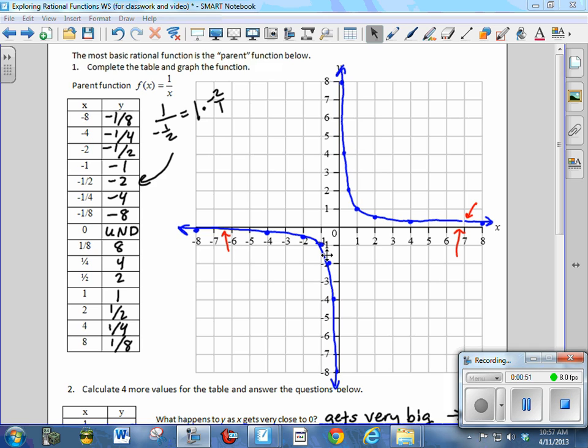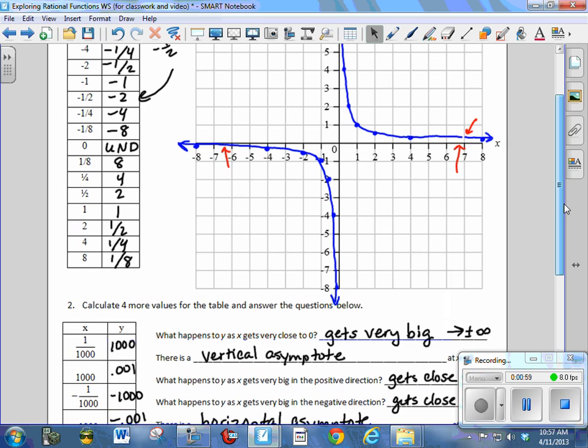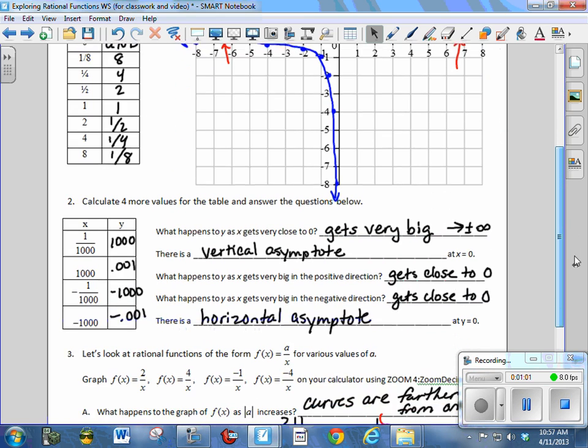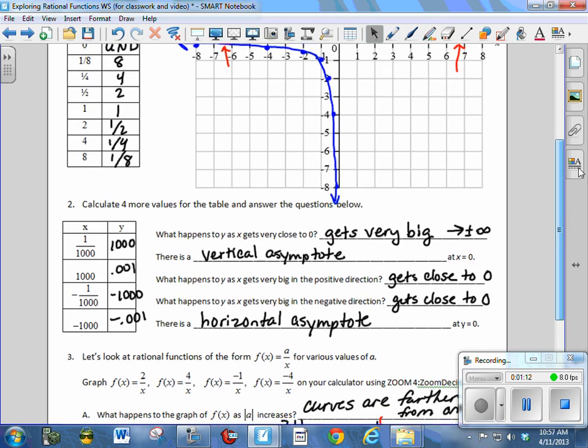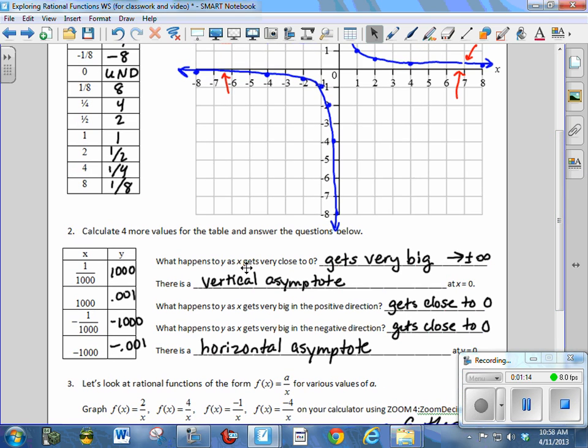But when x is 0, we have an undefined value, so we do end up with asymptotes. And then when x gets really, really big, we end up with y getting close to 0. As you see by these additional points, when x is really big, then y becomes very small. When y gets big, x gets very close to 0. That's where we have our vertical asymptote. y is either going to -infinity or +infinity. When x gets really big, then y levels off to 0, getting closer and closer to 0.